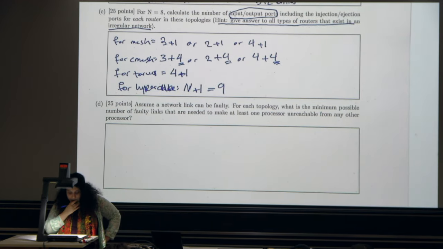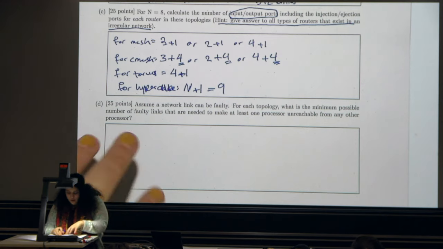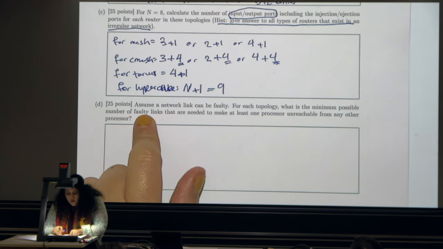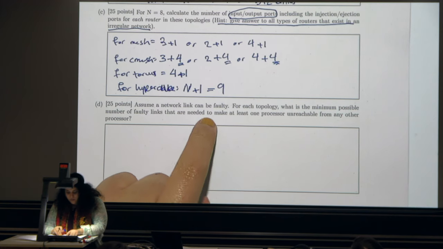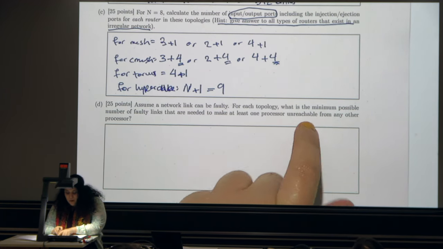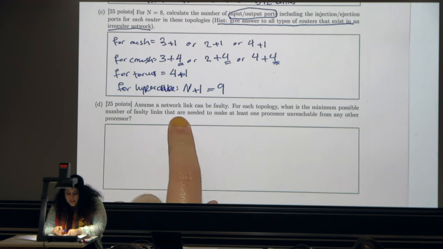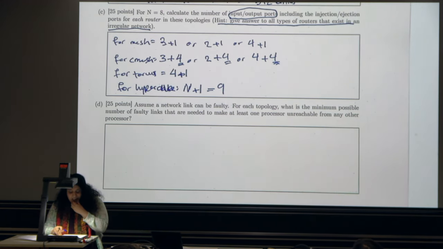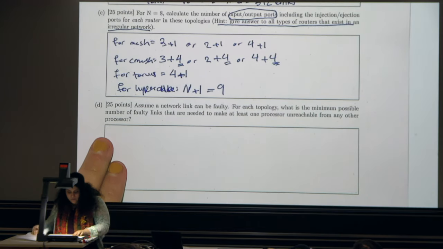Okay, let's go to the next part. Next part is the easiest part. So assume a network link can be faulty. For each topology, what is the minimum possible number of faulty links that are needed to make at least one processor unreachable from any other processors?